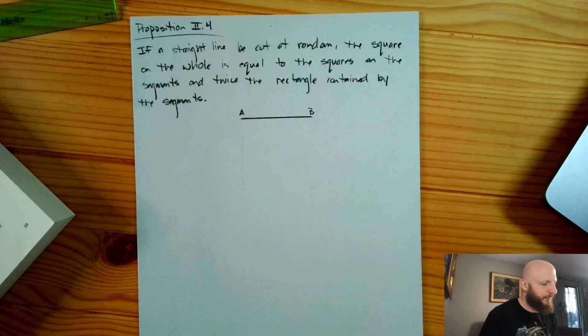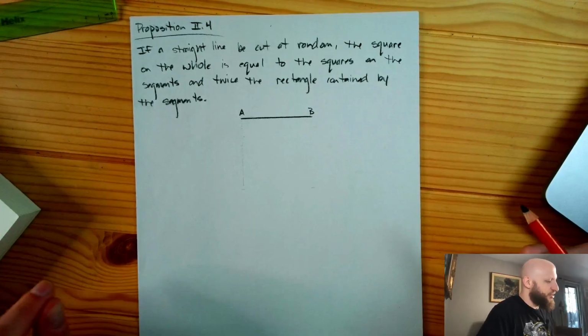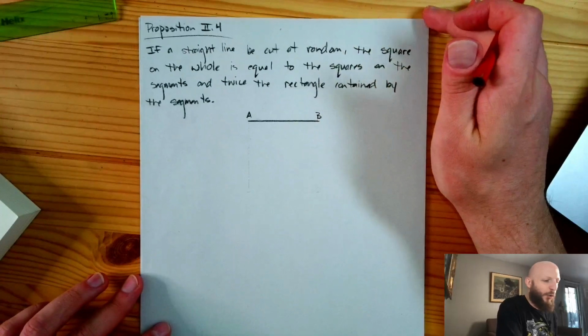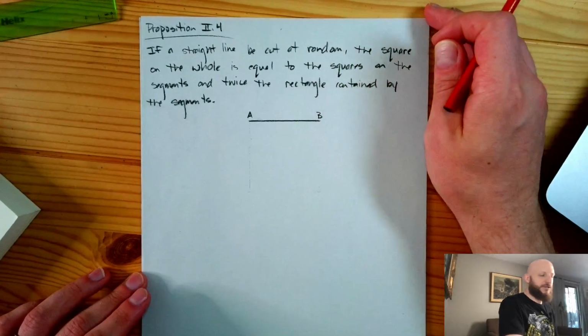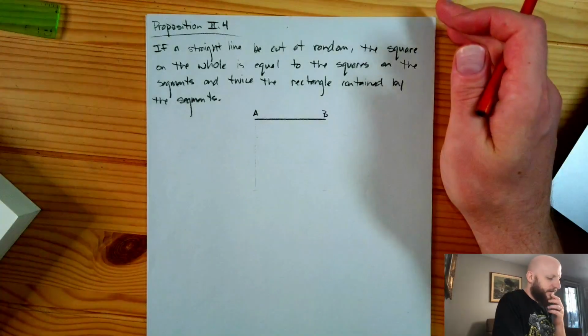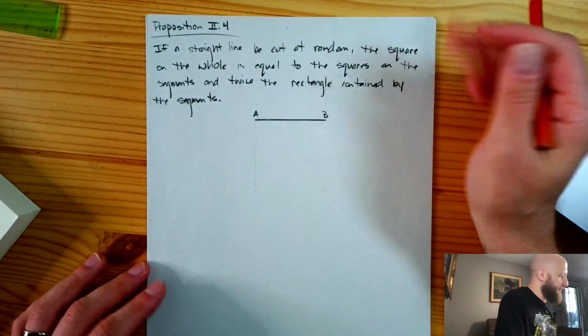All right, Prop 4 says, if a straight line be cut at random, the square on the whole is equal to the squares on the segments and twice the rectangle contained by the segments. So this is a really cool one because it is a geometric proof of an identity that comes up a whole lot if you've ever taken a college algebra course. So we'll go through the geometry of it first, and then we'll take a look at what the algebraic representation looks like, the familiar representation.